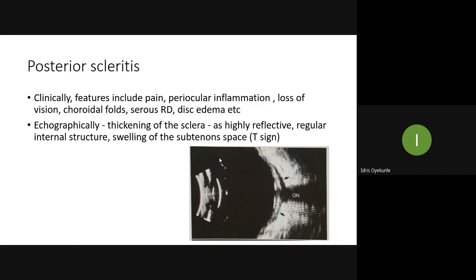Typically, the features will include clinically pain, inflammation, and choroidal folds, and echographically, thickening of the sclera, which is seen as a highly reflective A-spike with a regular and uniform internal structure. There's also swelling of the subtenon space, and this is what gives the T sign seen on ultrasound. There's swelling of the subtenon space around here. We also see widening of the optic nerve shadow, and together with the tendons, the widened optic nerve shadow gives the T sign.